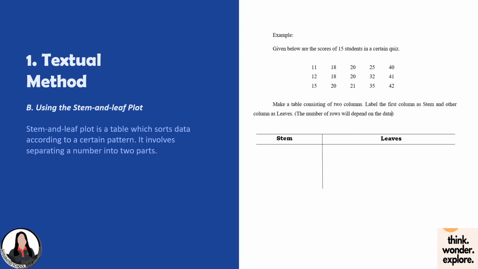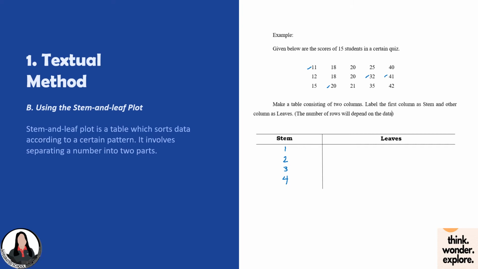Second method is using the stem and leaf plot. Stem and leaf plot is a table which sorts data according to a certain pattern. It involves separating a number into two parts. Okay? Given below are scores of 15 students in a certain quiz. So for us to make a stem and leaf plot, ang gagawin nating stem is the first digit of our number. Okay? So, ang naging first digits dito ay 1, 2, 3, and 4. So, ang stem natin is 1, 2, 3, and 4.